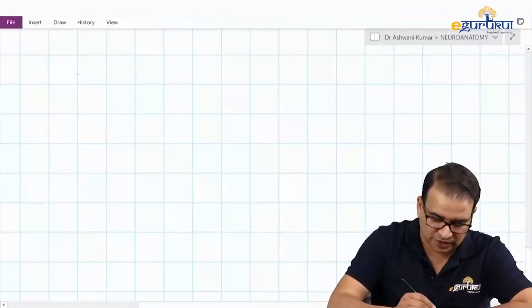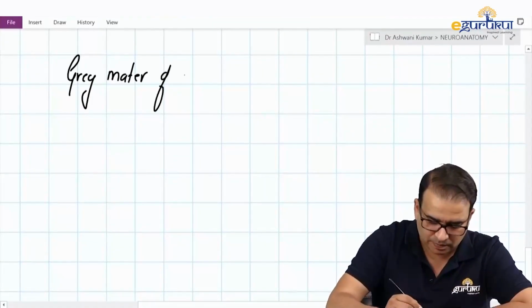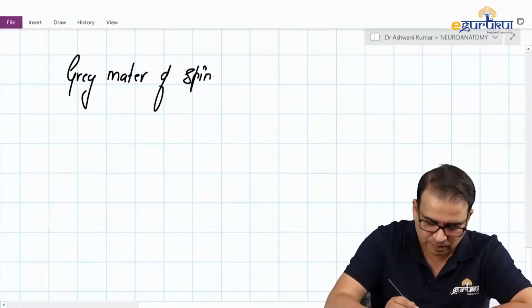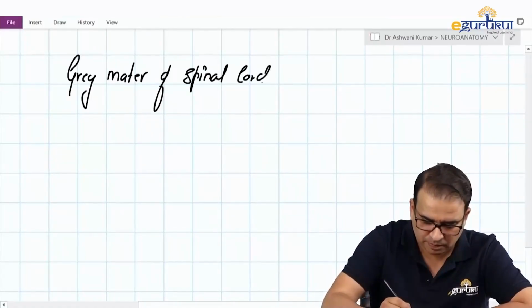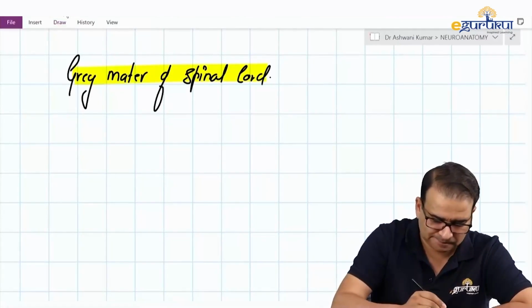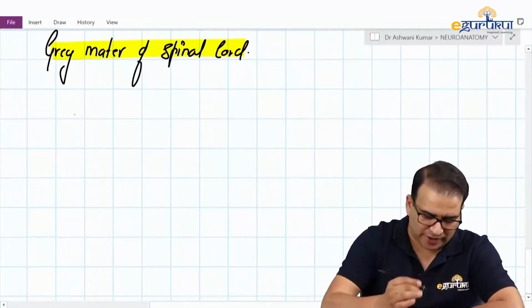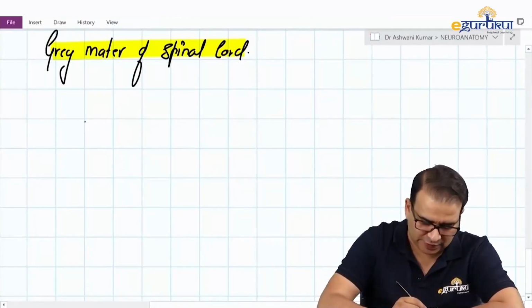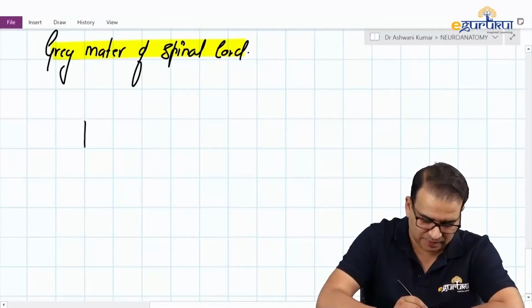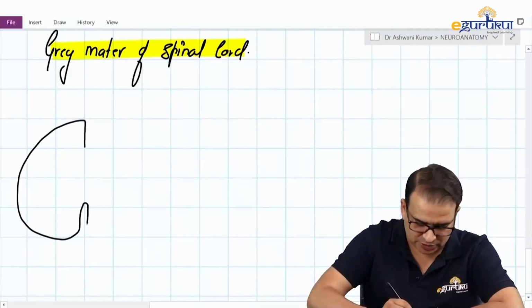So in the internal feature, we are first going to start with the gray matter of the spinal cord. I would request you to draw it more toward the left side of the page, guys. Once again, I'm drawing the transverse section.